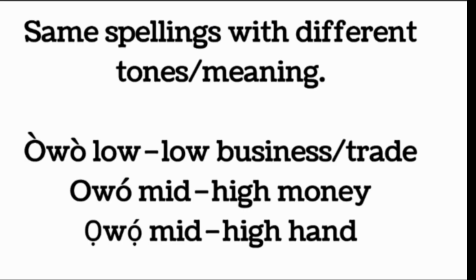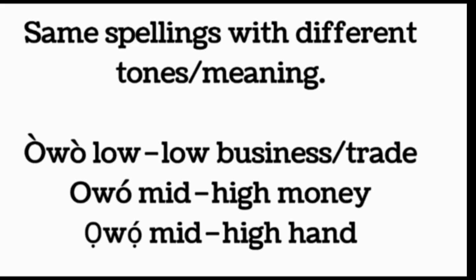The sign on the second word here is mid and high, middle and the highest. Re, mi, re, mi. So you use this tone to pronounce the word. O, wo. Owo is money.